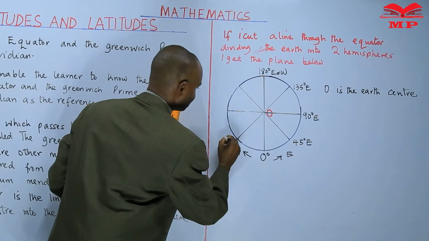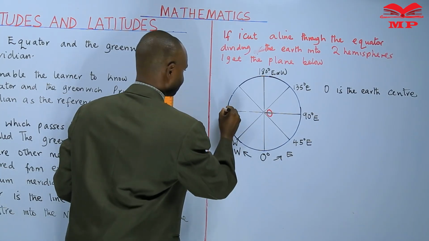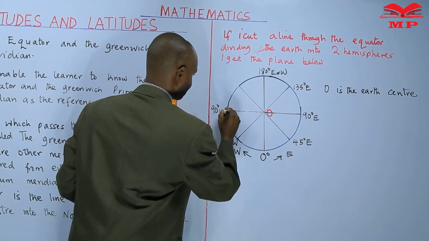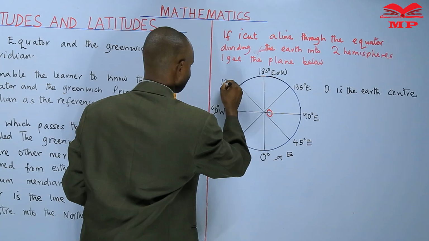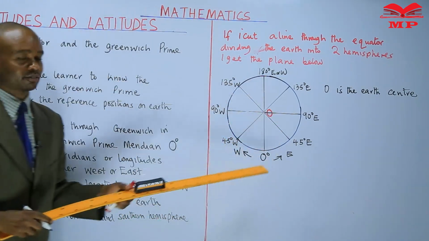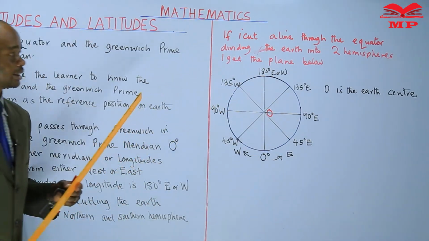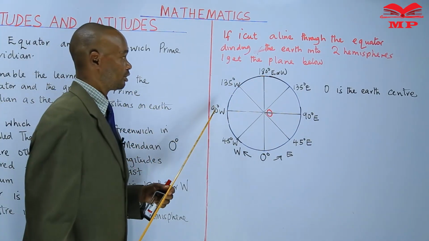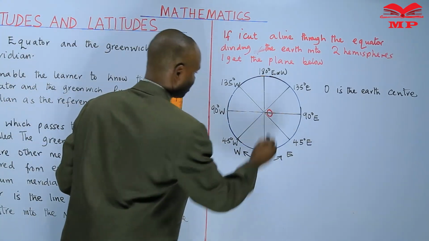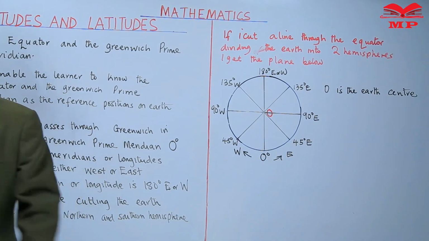Here I'll have 45 degrees west, 90 degrees west, 135 degrees west. That's why I was talking about the maximum of the meridians you can get is 180. So that is what you get when you cut that section.